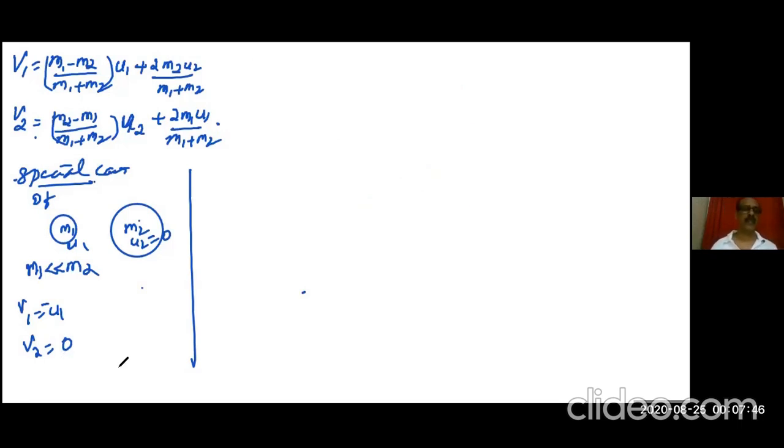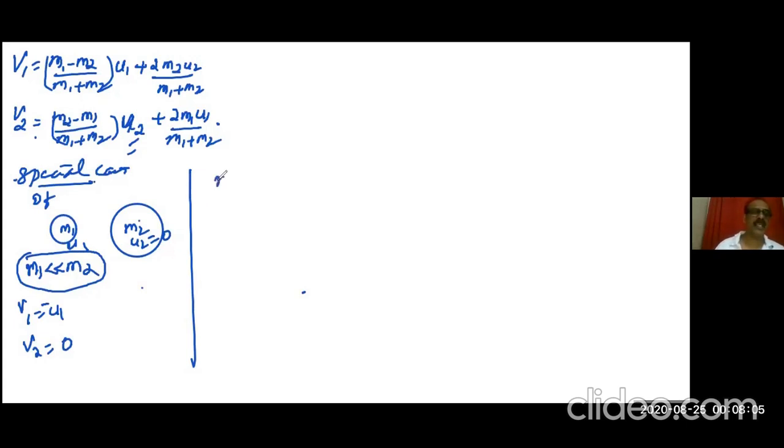Sir, how does V2 become 0? U2 is 0, so the whole thing is 0. M1 is 0. How is M1 0? M1 is very, very smaller than M2. Okay? Next case.